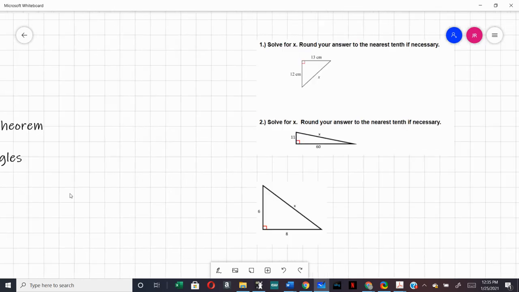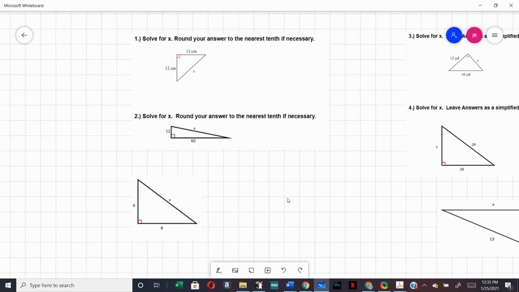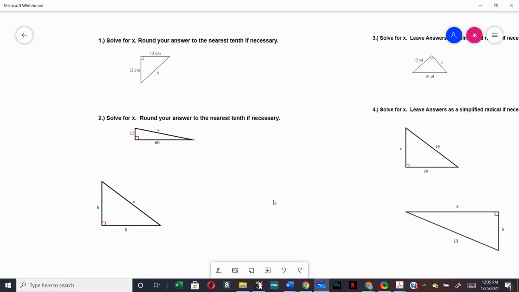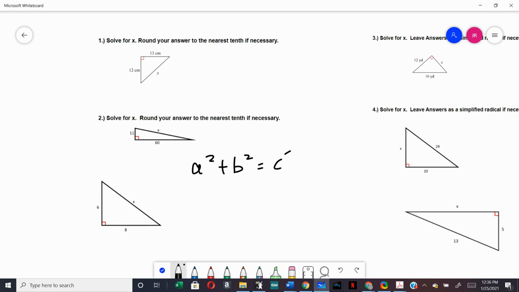So basically what I'm going to do here is talk through some of the examples that are actually in the lesson and show you how they fit with the examples of the assignment problems. For numbers 1 through 4, you're applying the Pythagorean theorem, which is a squared plus b squared equals c squared. And you're just trying to figure out the missing side. So depending on what you're given, that tells you how to solve.